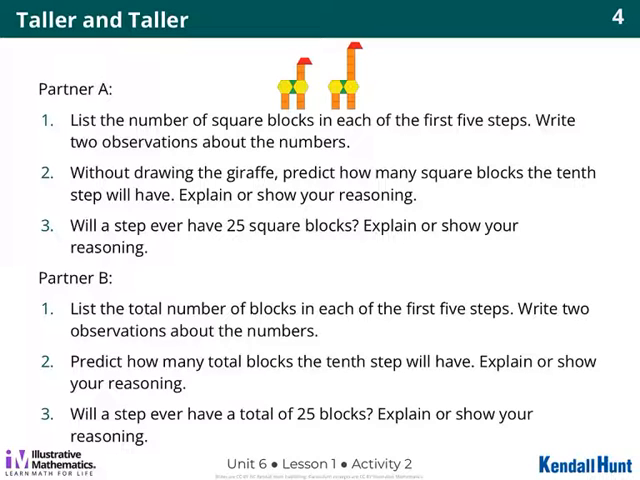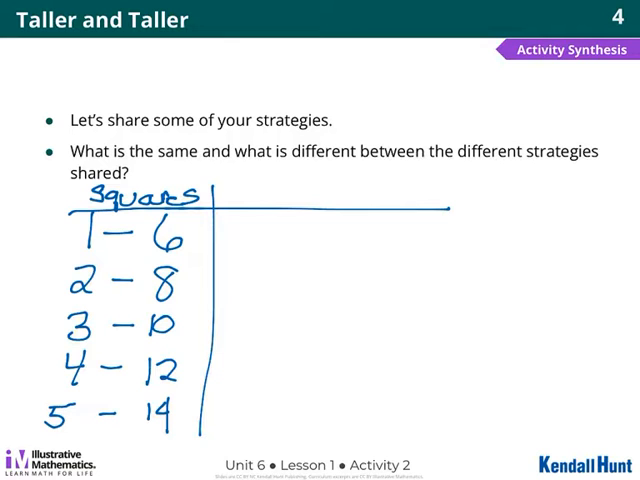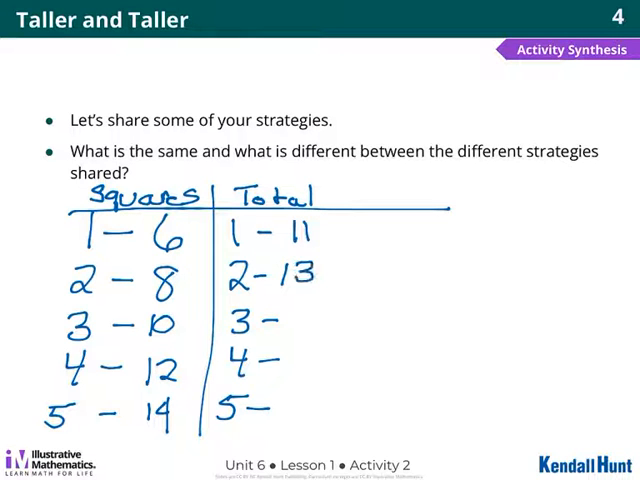Okay, then let's look at partner B. So partner B was counting all of them. So partner B, raise your hand if you were partner B. Who are my B's out there? Okay, how many total blocks were in step 1? Chase. 11. Step 2, Coral. 13. Step 3, Bella. Good. Step 4, Brayden. 17. Step 5, Jace. 19. Okay. All right.